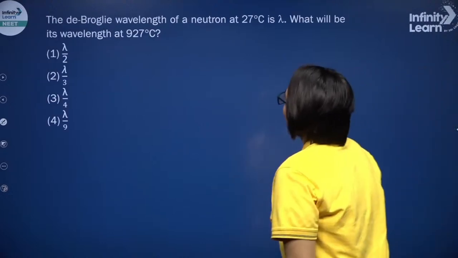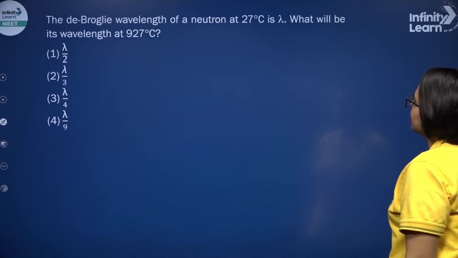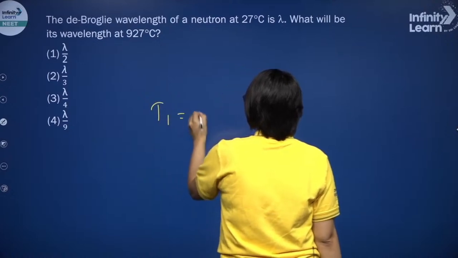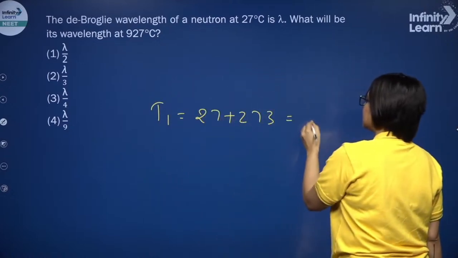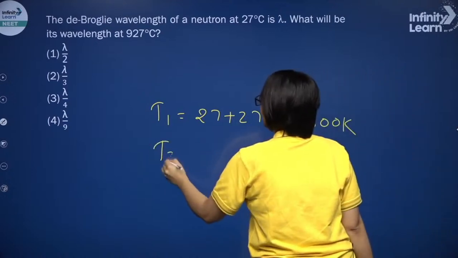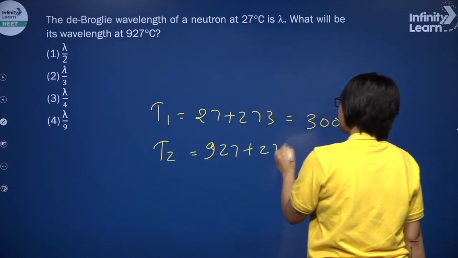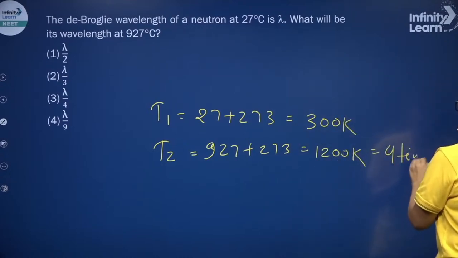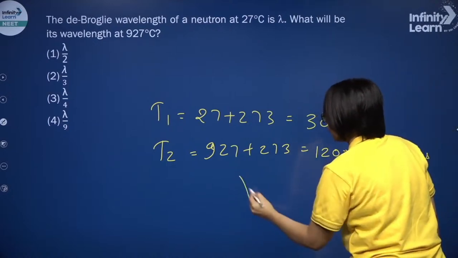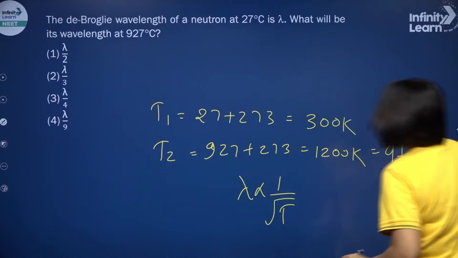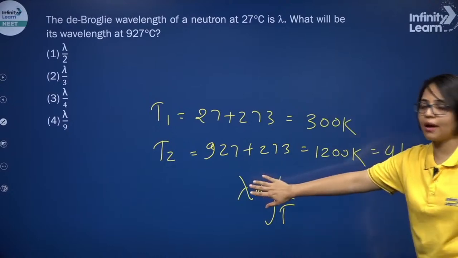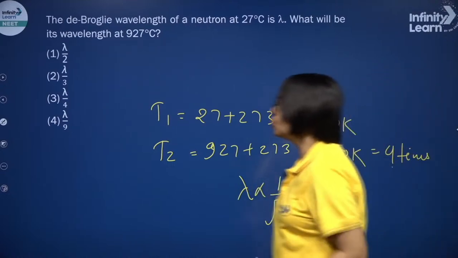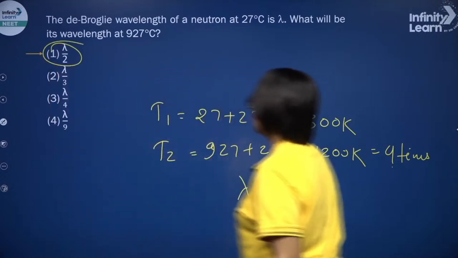Next is this one. The de Broglie wavelength of a neutron at 27 degrees Celsius is lambda. What will be its wavelength at 927 degrees Celsius? Initial temperature is 27 plus 273, that is 300 Kelvin. And final temperature is 927 plus 273, that is 1200 Kelvin. So we are increasing the temperature 4 times. De Broglie wavelength for a thermal neutron is inversely proportional to the square root of its temperature. So if we increase the temperature 4 times, lambda will change by 1 upon under root 4 times, that is 1 upon 2 times. So the new wavelength will be lambda by 2, which is option 1.